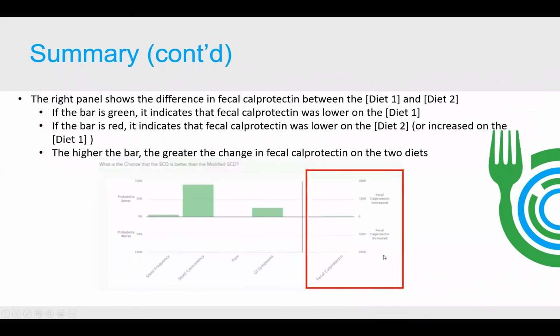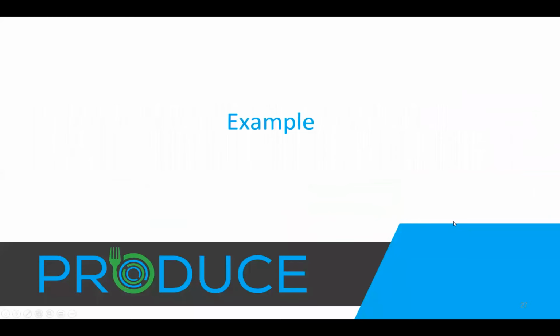The right panel on this summary graph shows the difference in fecal calprotectin between the 2 diets, between diet 1 and diet 2, again, in this case, SCD versus modified SCD. If the bar is green, it indicates that fecal calprotectin was lower on the first diet, in this case SCD. If the bar is red, it indicates that the fecal calprotectin was lower on diet 2, in this case the modified SCD, or that it was increased on the SCD compared to the modified SCD. Again, the higher the bar, the greater the change in fecal calprotectin on the 2 diets. So in this case, you can barely see the bar because there was a small difference in fecal calprotectin between the 2 diets. So now let's go through an example to make this a little bit clearer, hopefully.